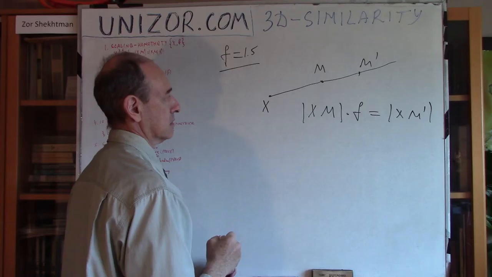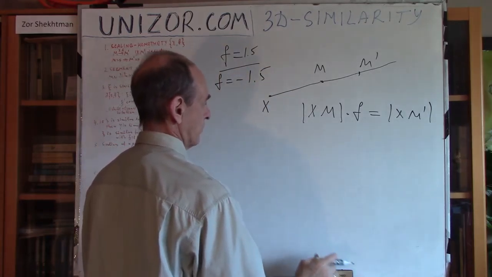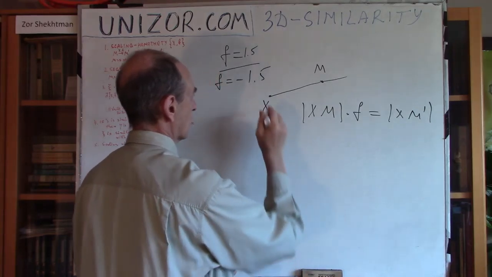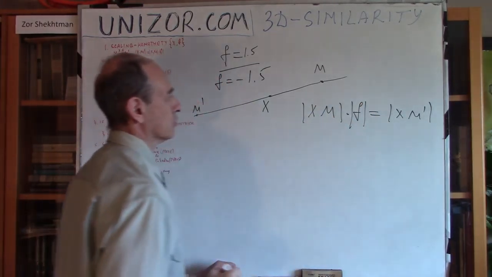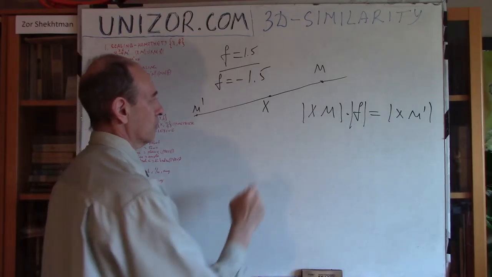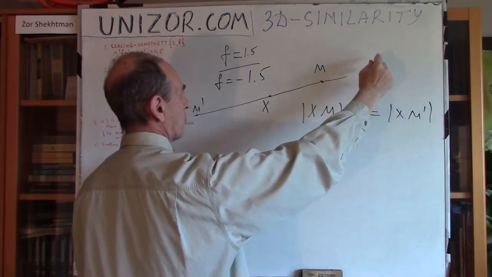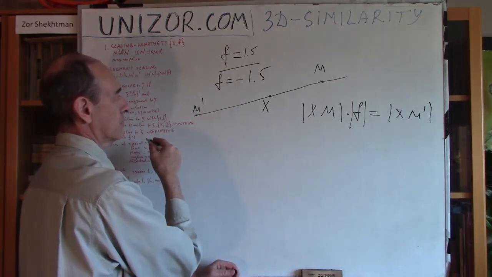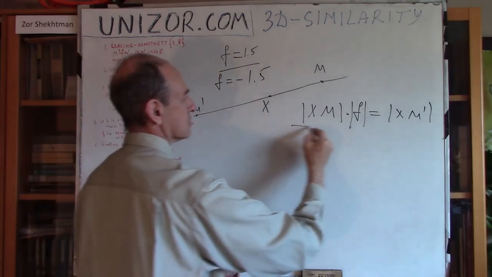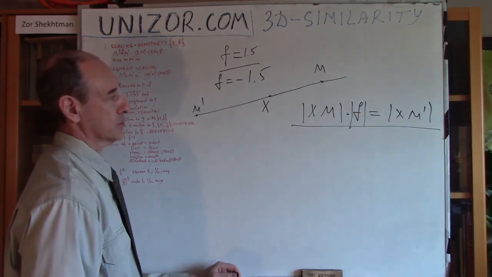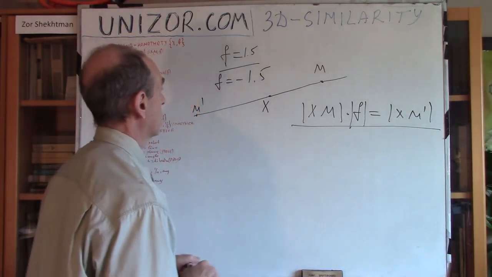Now, this point M prime should be chosen on the same side from X as point M for positive factors. Now, if the factor is negative, let's say it's minus 1.5, what do we do in this case? Well, we extend it, but in the opposite direction. That's where our M prime will be. So the length would be the same, except I should add the absolute value of F. So point M prime is chosen on the same side from X on the line XM for positive factors, and on the opposite side from the point X for negative factors. And the length from X to the new point should satisfy this particular equality. So there is nothing new here. It's exactly the same as on the plane. That's the definition.